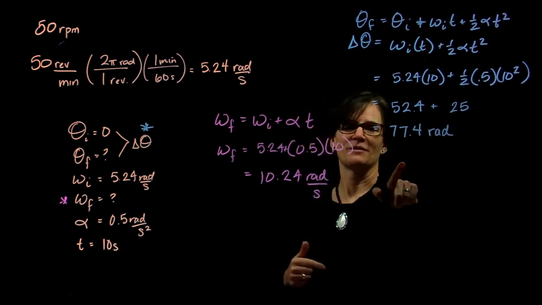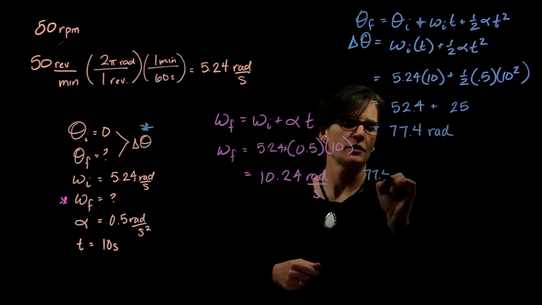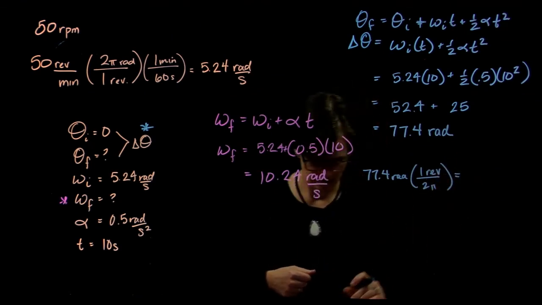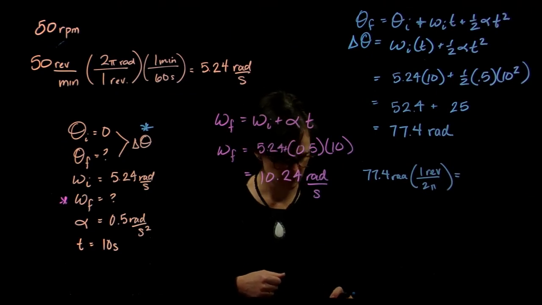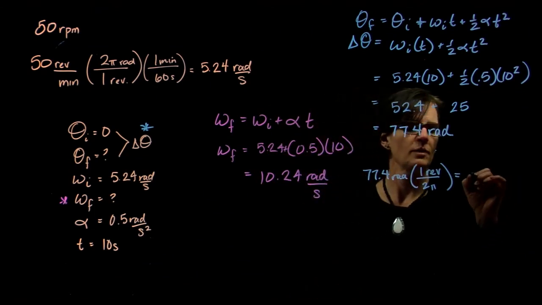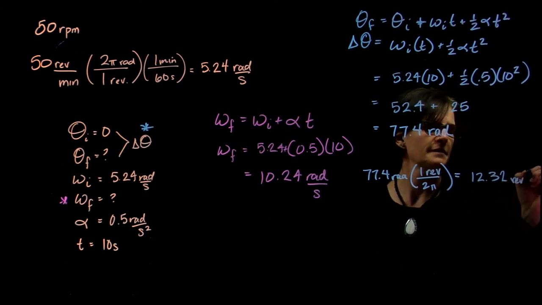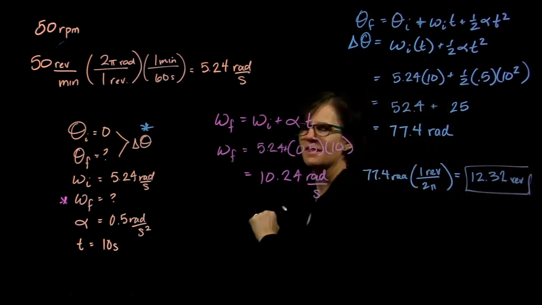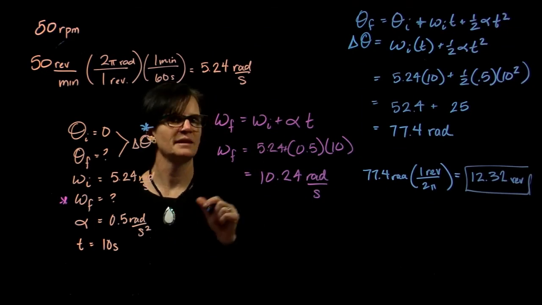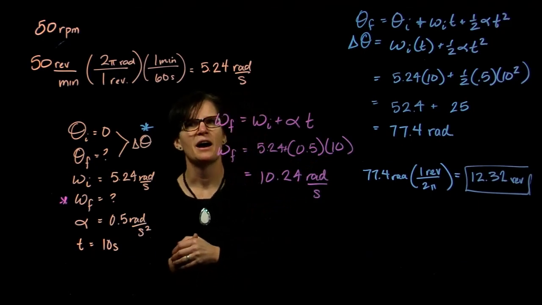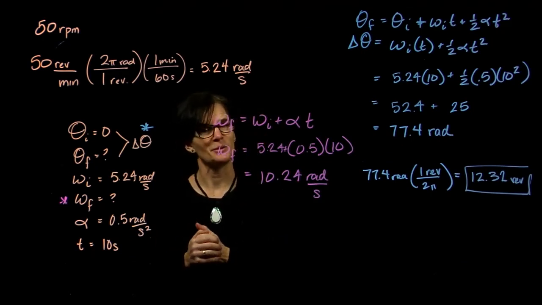We need to convert that to revolutions. So we know that for 77.4 radians, in one revolution we have 2 pi radians, and so 77.4 divided by 2 pi is 12.32 revolutions in that accelerated phase. All right, so just utilizing our kinematics relationships to obtain our information about angular motion. Good job.